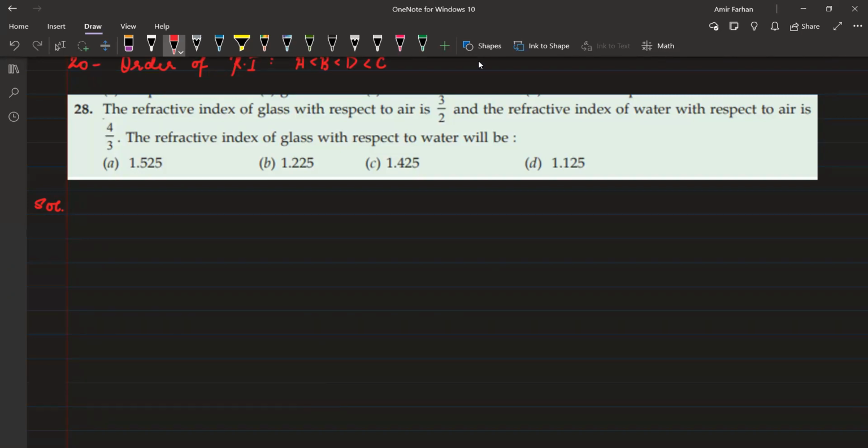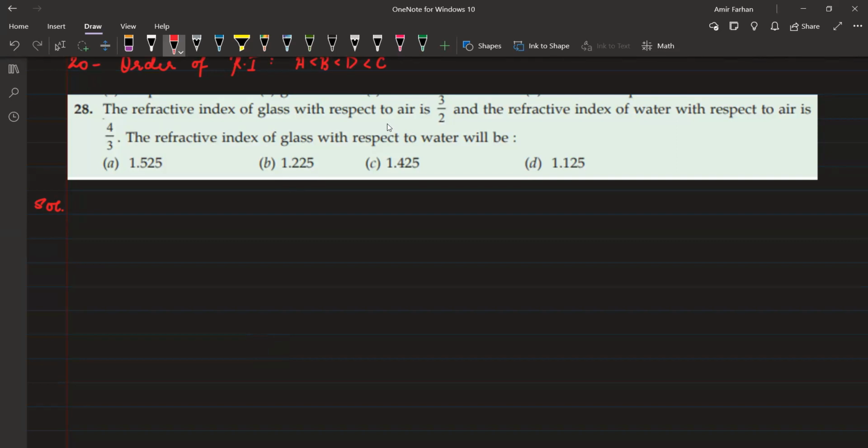Alvina, so glass with respect to air, is it absolute or relative? Glass with respect to air is absolute. Yes, absolutely right, Alvina. So only Alvina is right. So basically, I've told you that when two mediums are involved and one of them is air, that relative index will be the absolute refractive index. Okay.